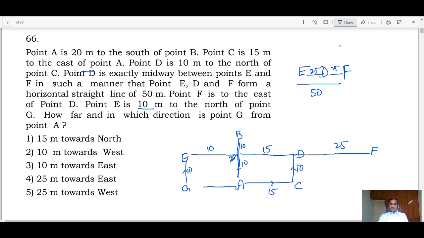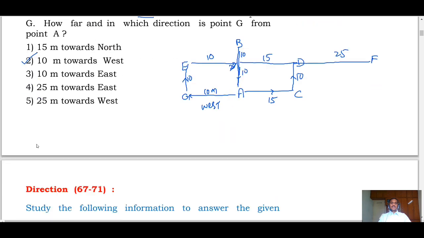Now we need to find out the distance of G from point A. Tell me what is the distance we have? 10 meters. Towards which direction? Towards west. Hence 10 meters west, and it is given as choice 2. Question number 66, choice 2 is the answer.